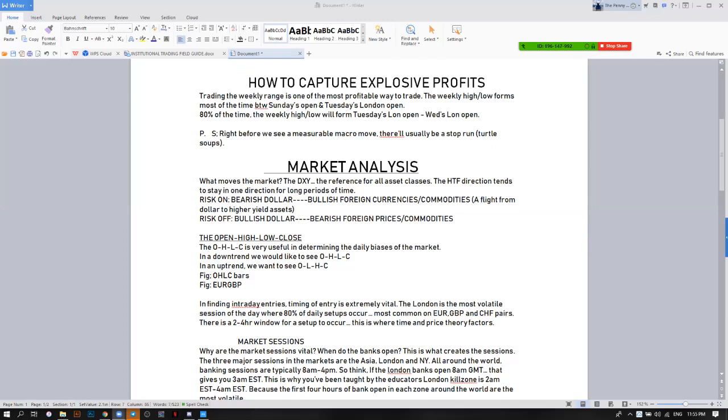Risk on is called bearish dollar, bullish foreign currencies or commodities, a flight from dollar to higher yield assets.